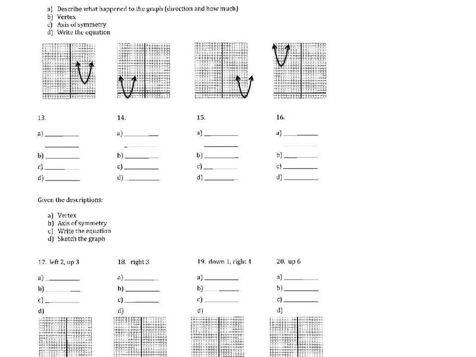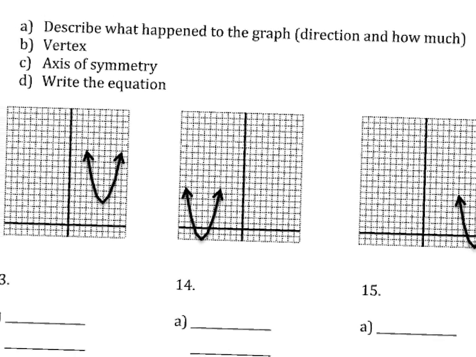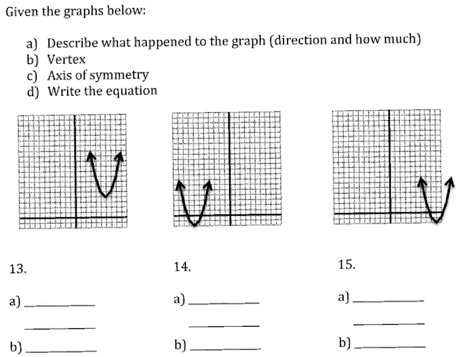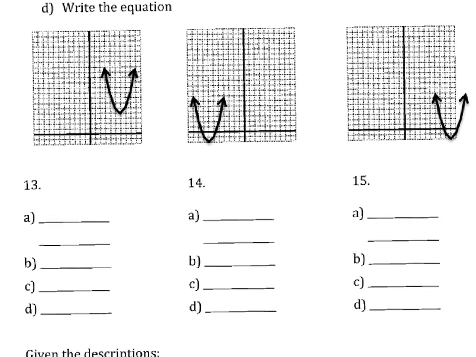Now on the back side of the page, it's asking all of the same things, but we're starting with a graph this time. So number 13, we're saying, describe what happened to the graph, direction and how much, what's the vertex, what's the axis of symmetry, and we'll write the equation. So the vertex is right there. That's the point 6, 4. So this is saying we went right, from the origin we went right 6 and up 4. That's a positive 6 and 4.